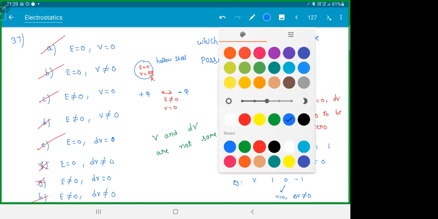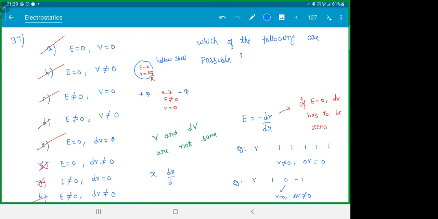It's like saying position and rate of change of position. Are these two the same? That becomes velocity, right? They're not the same. The moment you differentiate, it is something else. Is this clear, everyone? Easy? Got this? Great. Next one.